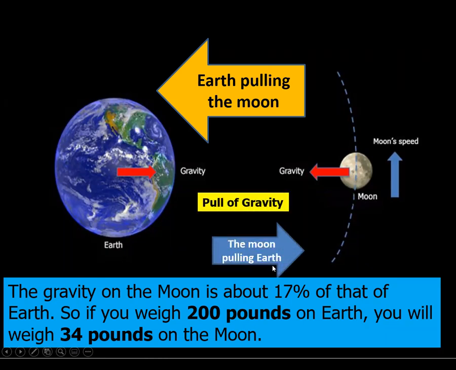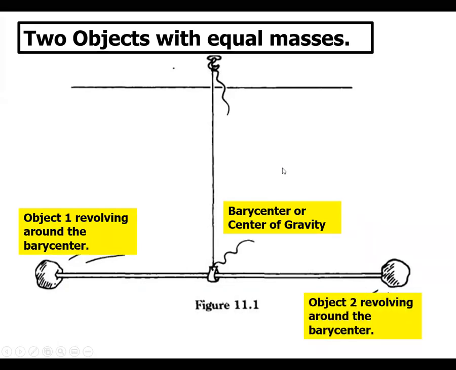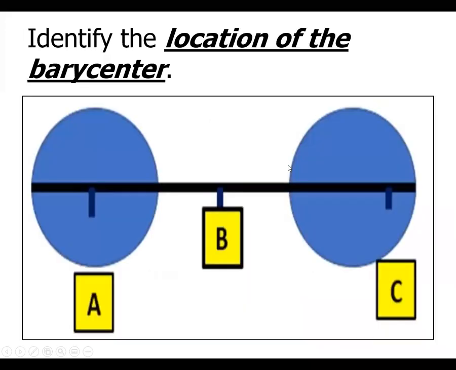This gravity is also the reason why we have tides. When we discuss tides, always remember that gravity is the reason why we have tides, or the rising and falling of the water on Earth. Gravity. And the moon's gravity is mainly responsible for these tides. That's the barycenter again. Object 1 revolving around the barycenter, and object 2 is also revolving around the barycenter.